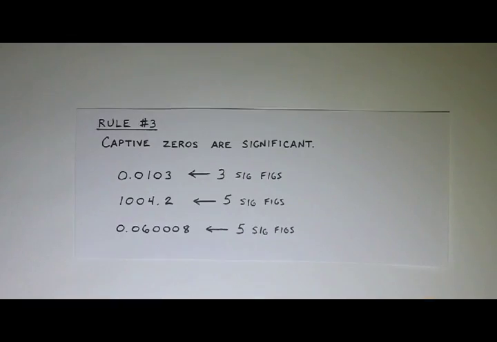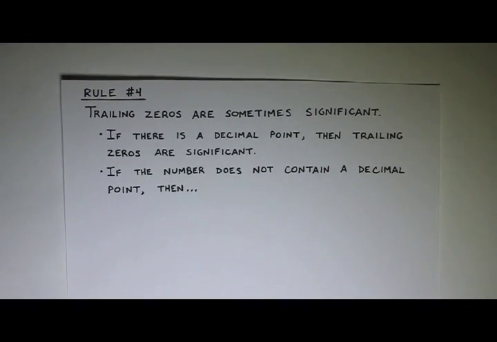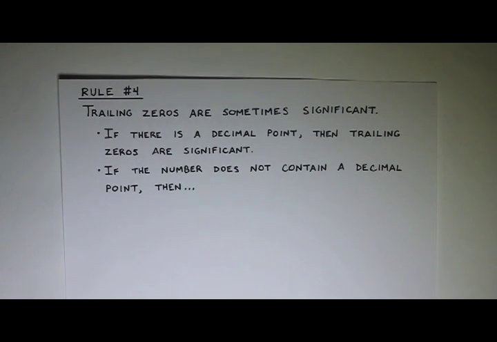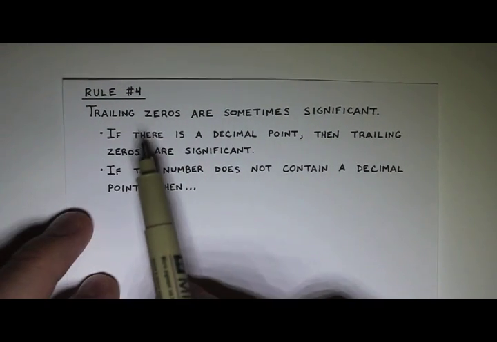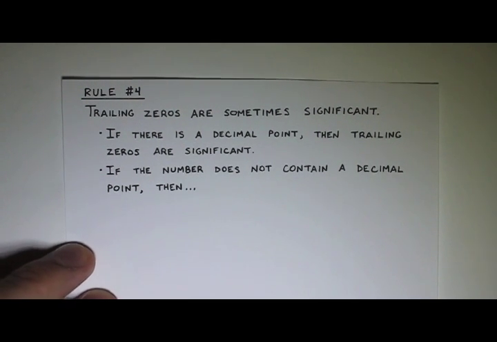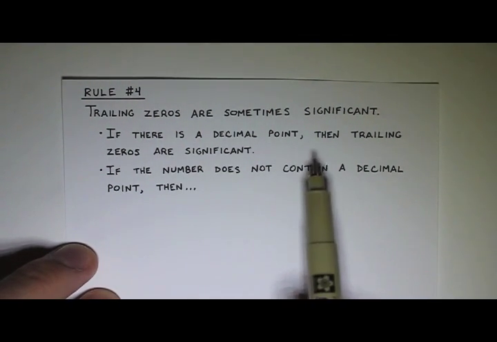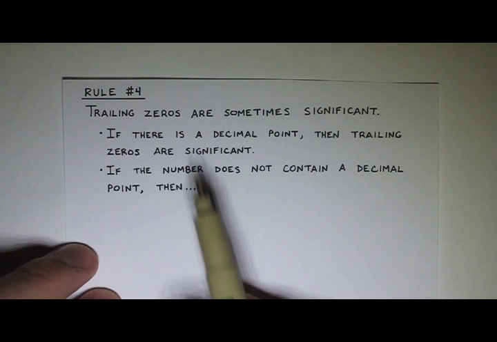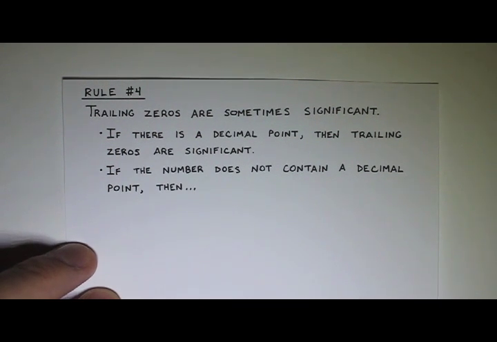Great. All right. Rule number 4. And this is the hardest rule to understand here, partly because there's a little bit of ambiguity here. Trailing zeros are sometimes significant. All right, well, what does that mean? Well, if there is a decimal point in the number, then trailing zeros are most definitely significant.